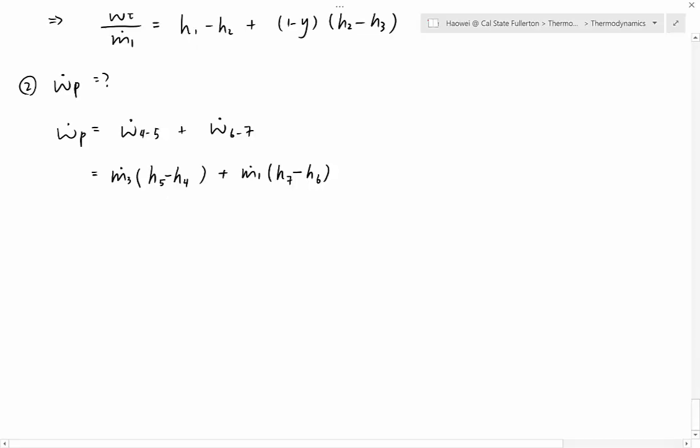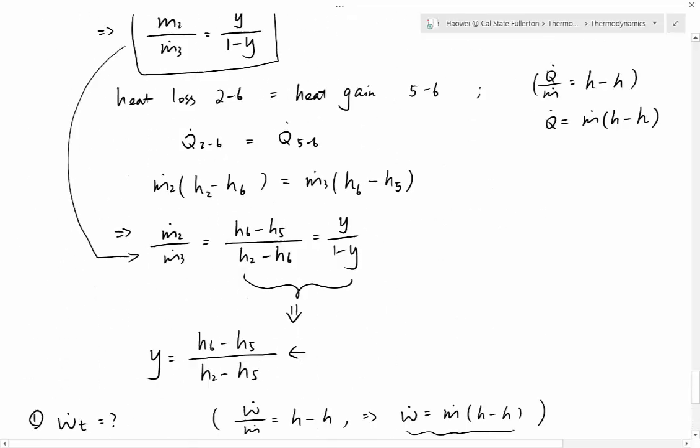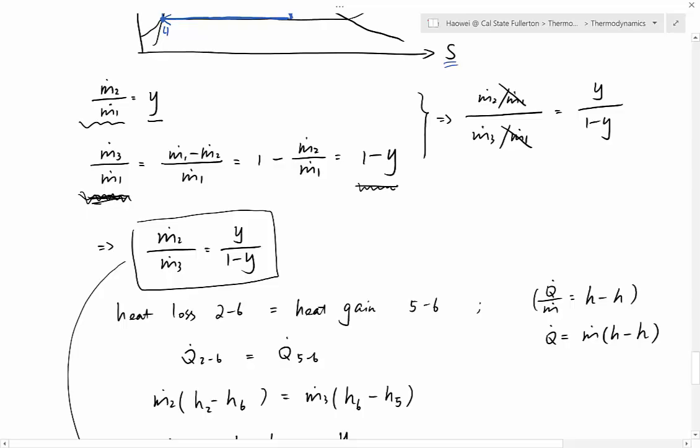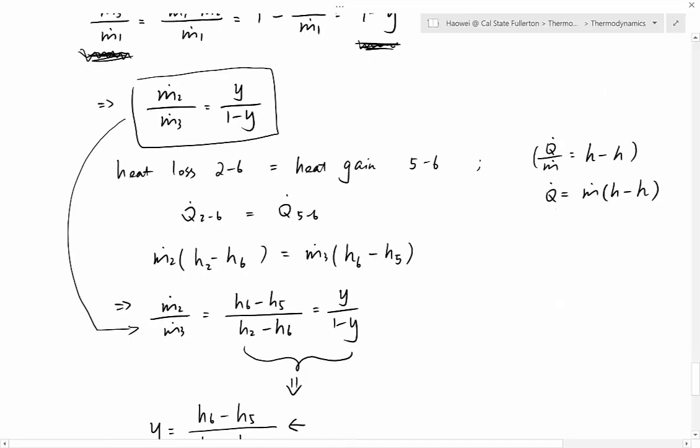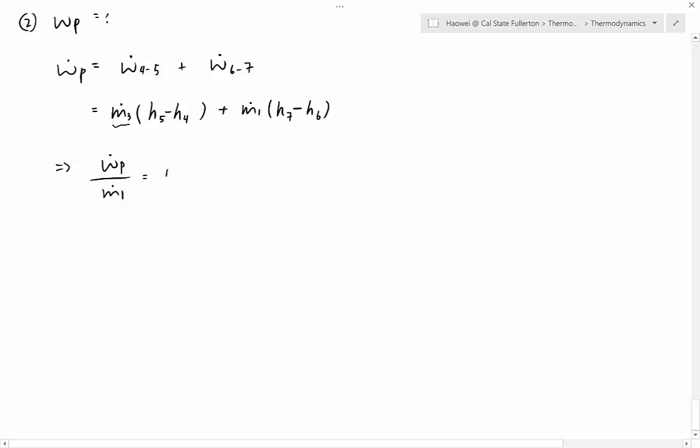Okay, so now again, the format that we usually use is W dot pump over m dot 1. So we divide every term by m dot 1. Okay, first one, m dot 3 over m dot 1. Do you remember what is that? If you don't, let's go back. M dot 3 over m dot 1 right here again is 1 minus y. 1 minus y times H5 minus H4, and then plus H7 minus H6. That's it. And the right hand side again is just a function of enthalpies.